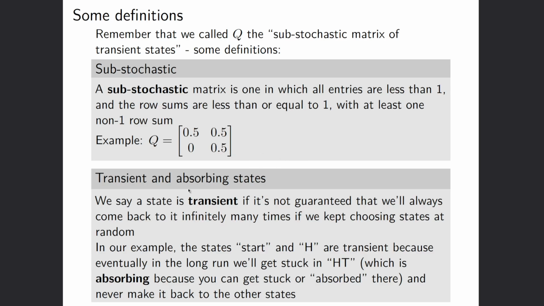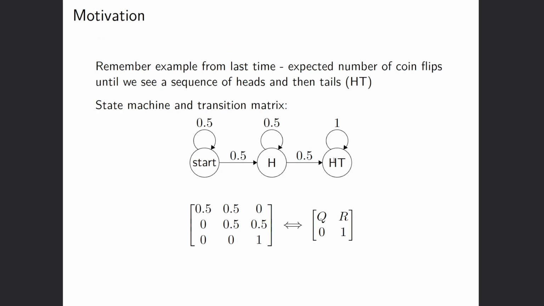Next, we've got transient and absorbing states. So we say a state is transient if it's not guaranteed that we'll always come back to it infinitely many times if we kept choosing states at random, right? So in our example, start and H are transient states, because it's not guaranteed that we'll ever come back to the start once we start hopping around. As soon as we go to H, we're never coming back to the start. So it's not guaranteed we'll keep getting tails over and over again.